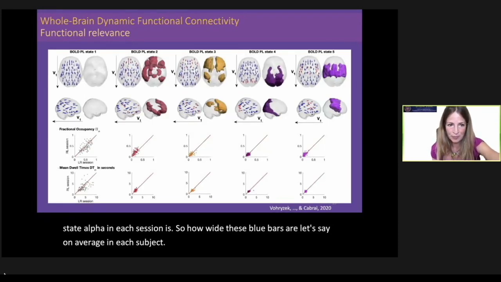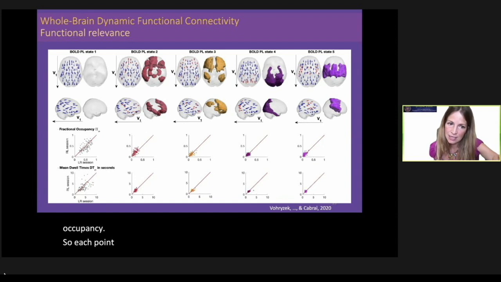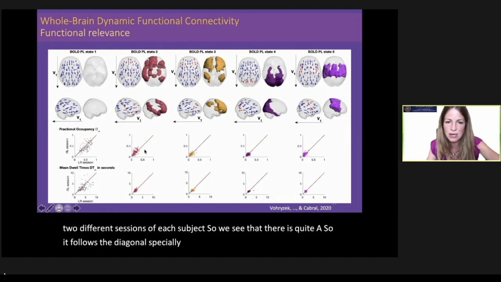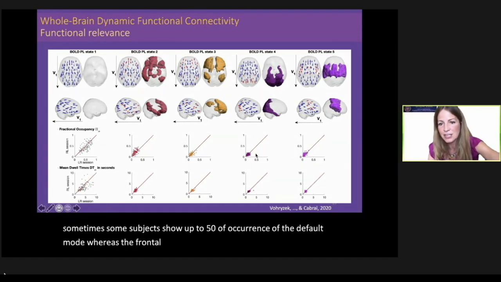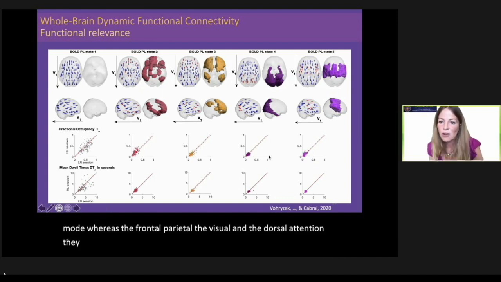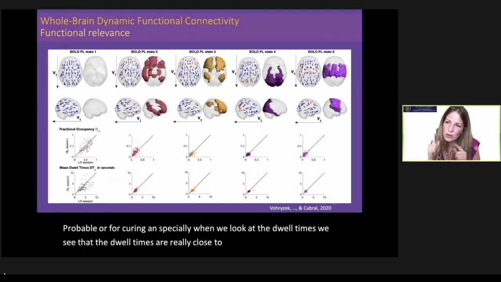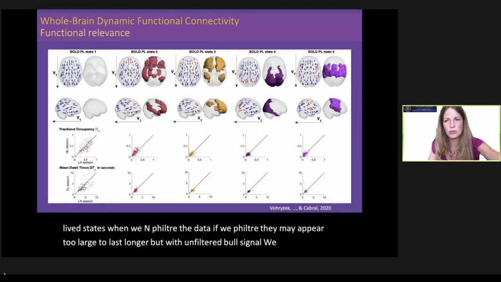And so here below, in the two bottom plots, let's start with the fractional occupancy. So each point here represents a subject, and the X and Y axis represent the two different sessions of each subject. So we see that it follows the diagonal, especially for state one. The default mode network is the second most probable to occur. Sometimes some subjects show up to 50% of occurrence of the default mode, whereas the frontoparietal, the visual, and the dorsal attention are less probable to occur. And especially when we look at the dwell times, we see that the dwell times are really close to the TR. So they are very short-lived states when we unfilter the data. If we filter, they may appear to last longer. But with unfiltered BOLD signal, we find that they appear to last quite shortly.